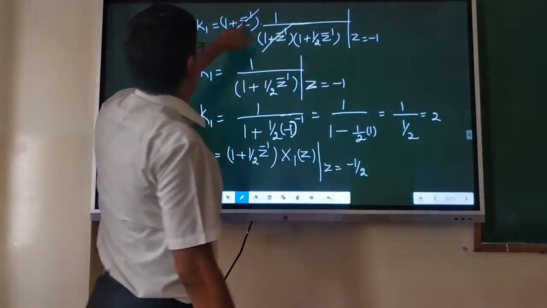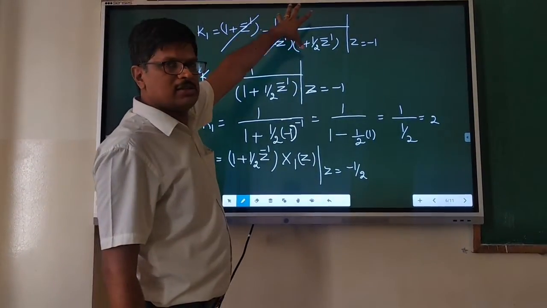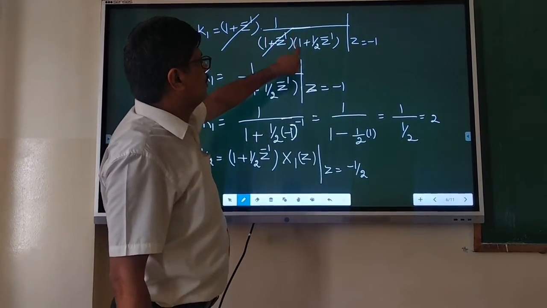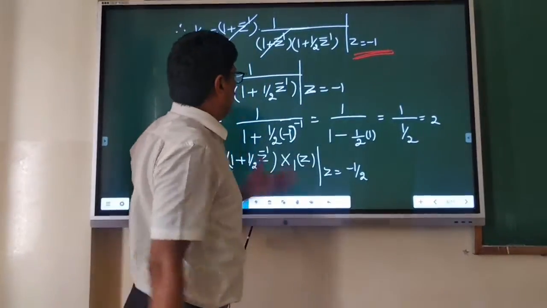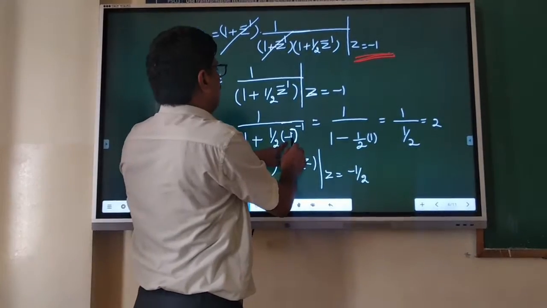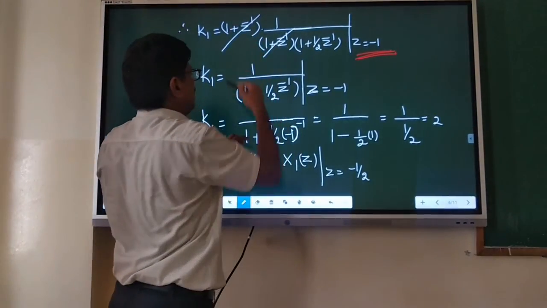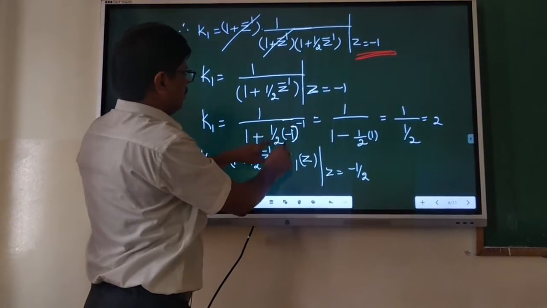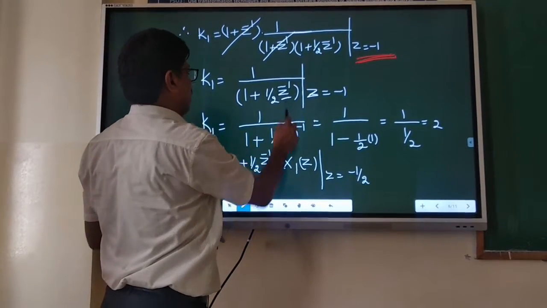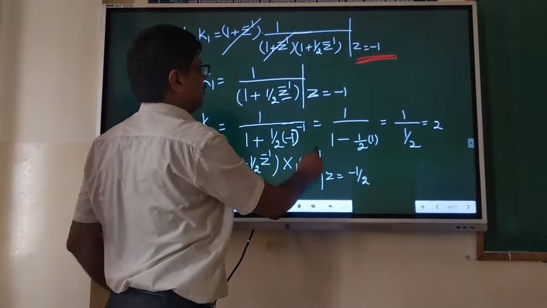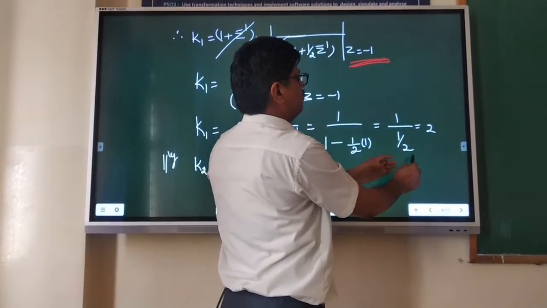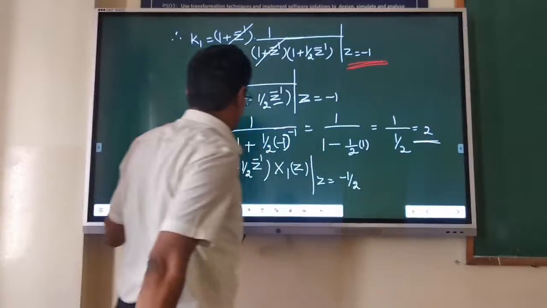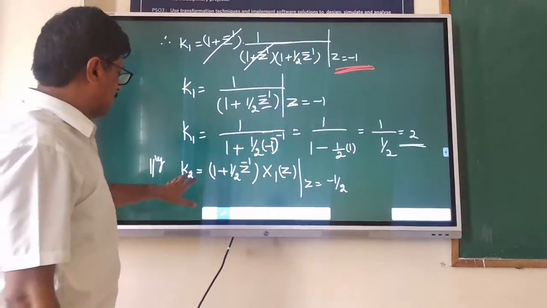Then apply. You will get (1 plus z inverse) by X1(z), which is nothing but 1 by (1 plus z inverse)(1 plus 1 by 2 z inverse), at z is equal to minus 1. Now substitute minus 1 wherever z is there. This term gets cancelled. So we have 1 plus 1 by 2, minus 1 to the power minus 1. That is, after simplification, 1 by (1 minus 1 by 2), which is nothing but 1 by 1 by 2. That is equal to 2. K1 is 2.